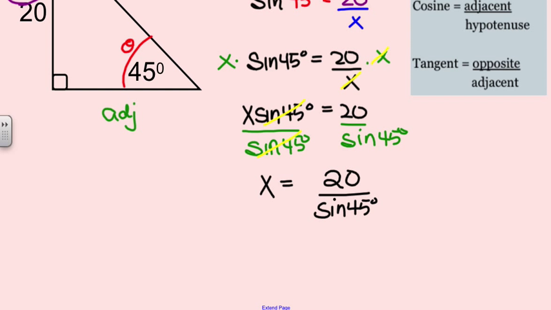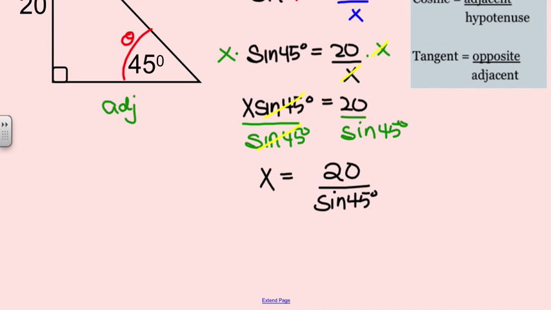Now we need to use our calculator. Please make sure that you are in degree mode when you use your calculator. And we're going to say 20 divided by the sine of 45. I'm just going to finish off that parentheses. And it says x is approximately 28.28 units. That's how long the length of that hypotenuse is.